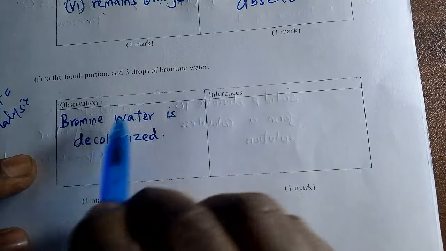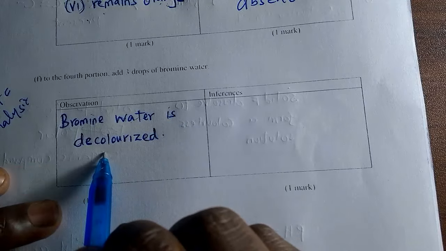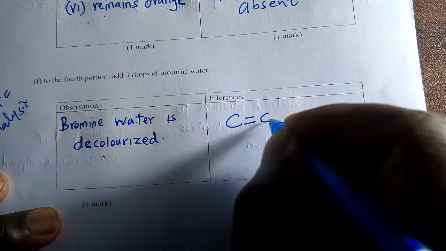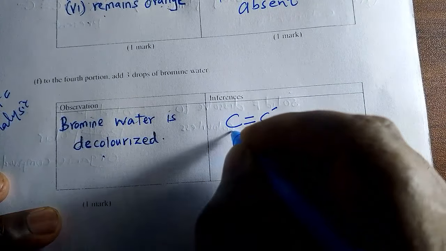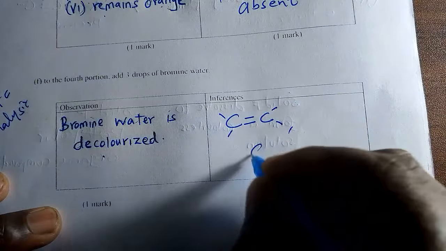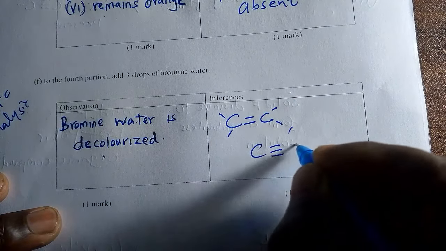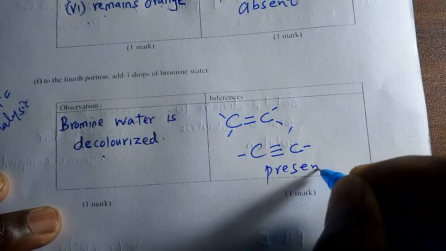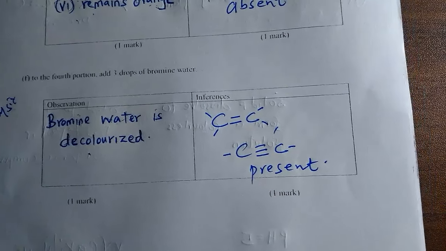The fourth portion, add 3 drops of bromine water. Bromine water is decolorized, then it confirms that the double bond or the triple bond is present. That is what it means.